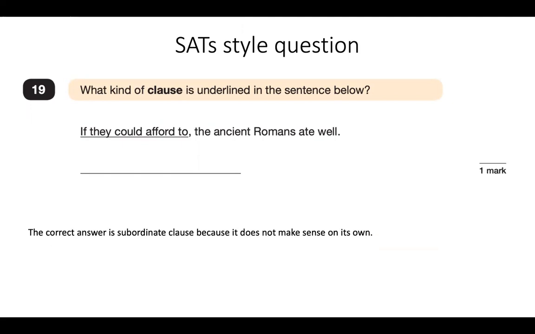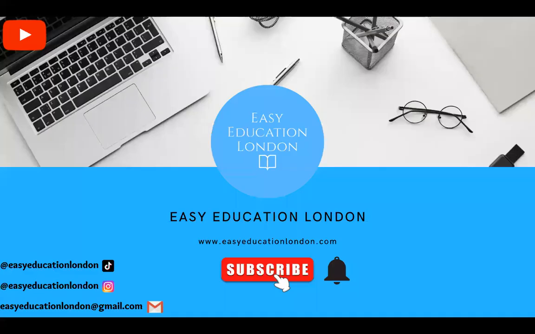The correct answer is subordinate clause because it does not make sense on its own. So if you read it by itself, if they could afford to, if you just read that in isolation by itself, does it make sense? No, it doesn't. So therefore, this is an example of a subordinate clause. If you wrote that for this question, excellent, well done, amazing. If you got this answer incorrect, hopefully next time you can get the correct answer.